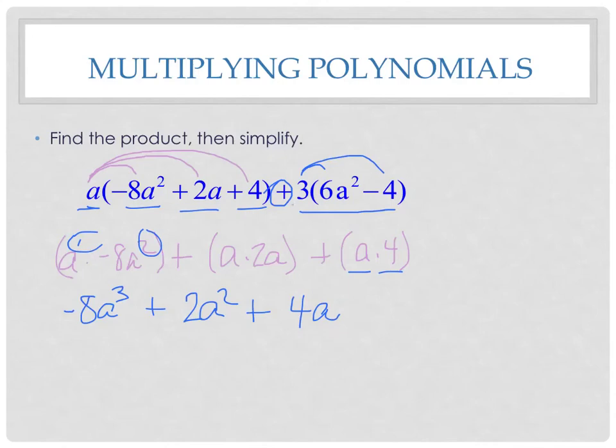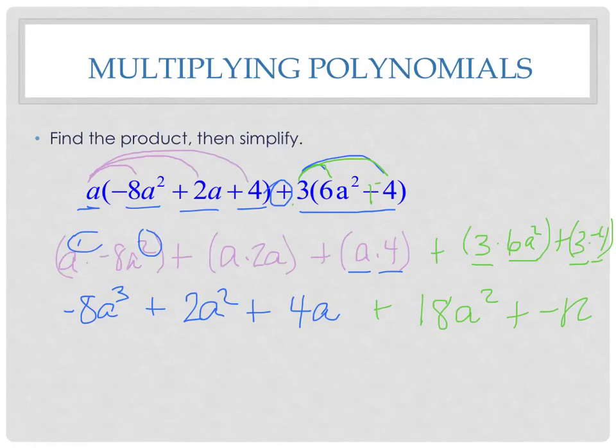So now we're going to take a look at 3 and distribute it over the 6a squared and over the 4. So that's going to be 3 times 6a squared, plus, because I'm going to add, 3 times negative 4. So cleaning that up, 3 times 6a squared is going to be 18a squared, and 3 times the negative 4 is negative 12.